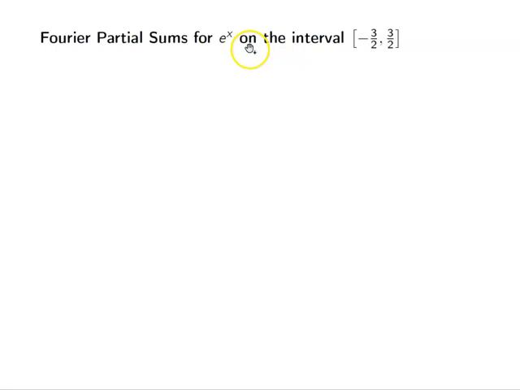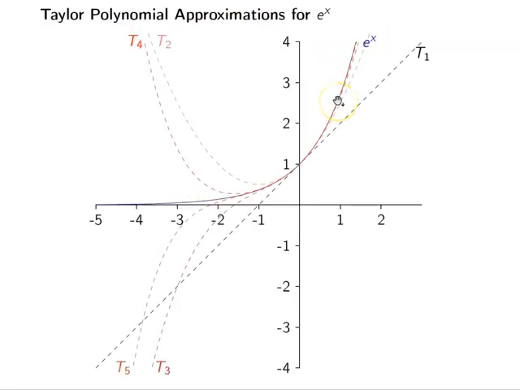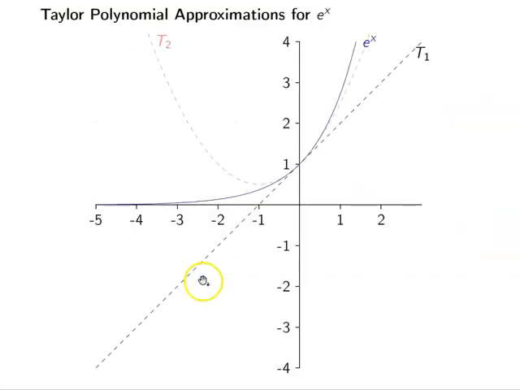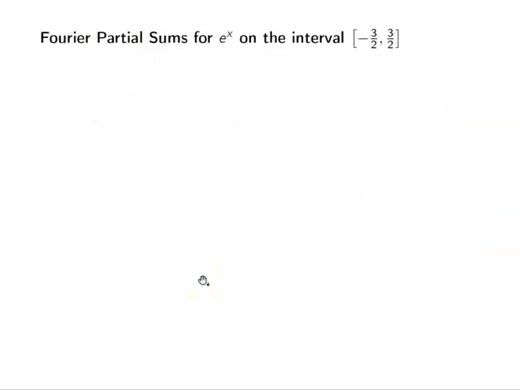The Fourier partial sums for e to the x on this interval will be shown. Now, I want to preface this real fast by saying again, sine and cosine functions are periodic. So Fourier series are good for approximating periodic functions. They're good global approximations. So we went here through the Taylor.